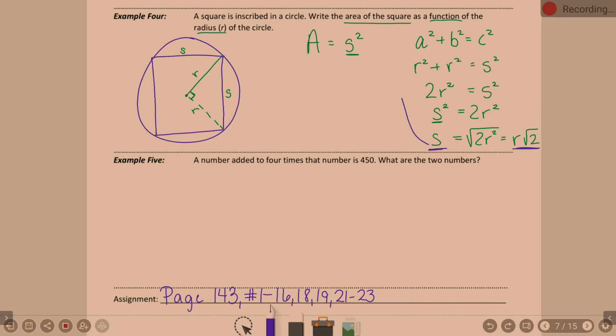What can we do? You can plug that in. And so S squared means I'm going to do R square root of 2 and square it when I fill in what S is. When you square that, though, what do we end up with? When you square R, you are at R squared. When you square the square root of 2, you end up with 2R squared.